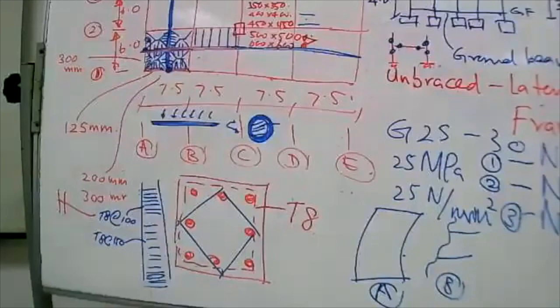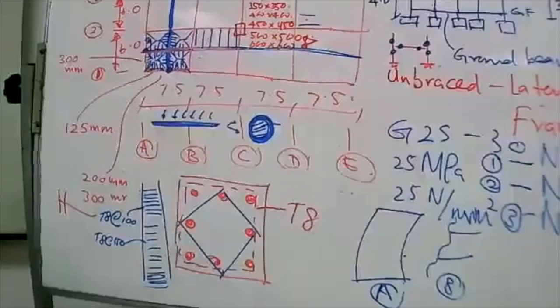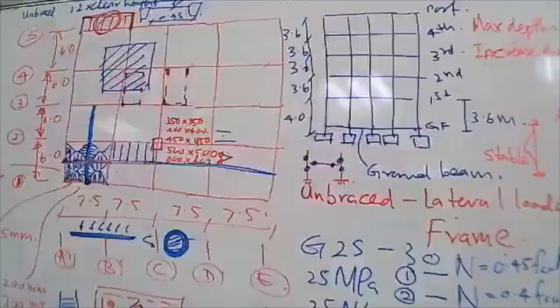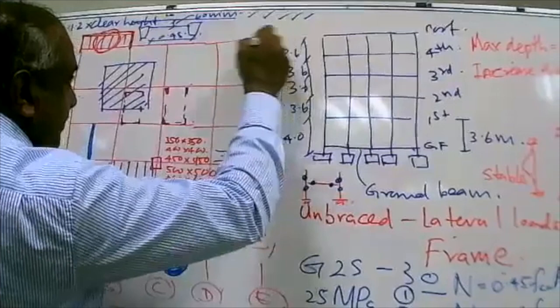Sir, can I ask a question? Yeah. Sir, can we use T type, L, T, or cross type columns in lieu of rectangle column? Yes, of course. You know, if I do not like designing this as unbraced structure, and if the architect allows, I'll go for a column like that.